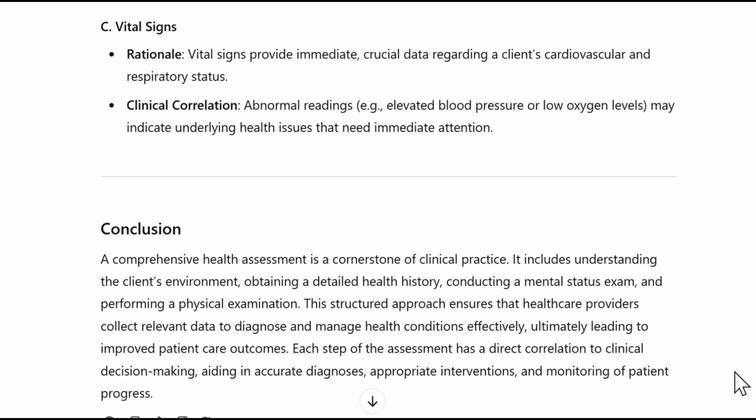to improved patient care outcomes. Each step of the assessment has a direct correlation to clinical decision-making, aiding in accurate diagnoses, appropriate interventions, and monitoring of patient progress.